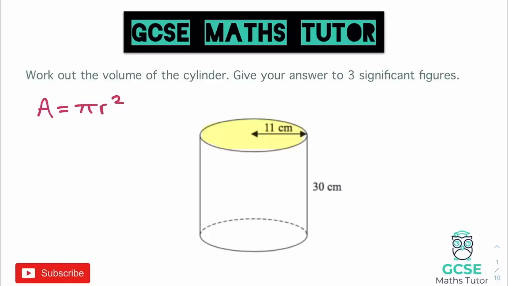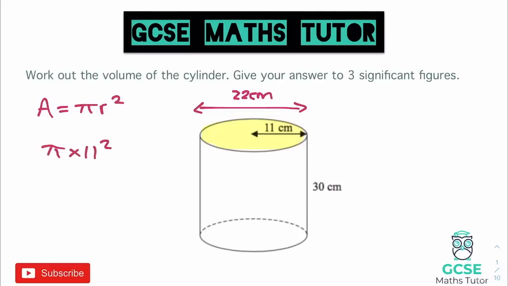Sometimes a question might give you the diameter. It might have said that the full length across was 22, in which case we would need to halve it in order to get the radius there. So to work out the area here, we're going to do pi and multiply that by the number we've been given, which is 11 squared.